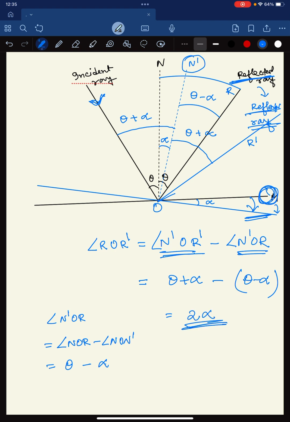Okay. So if the mirror rotates through an angle alpha, the reflected ray rotates through an angle 2 alpha.